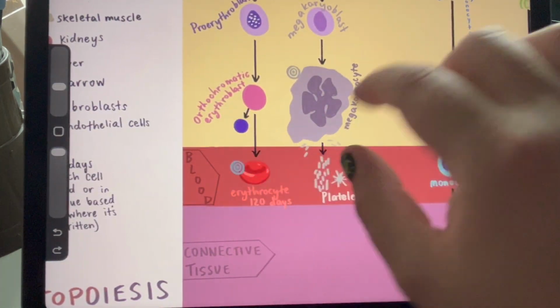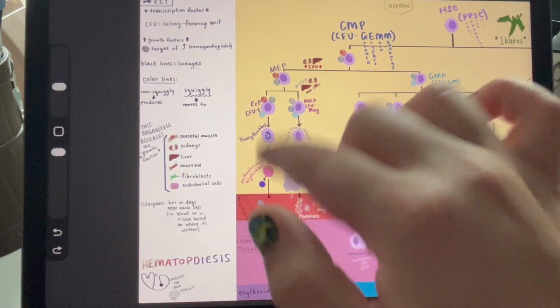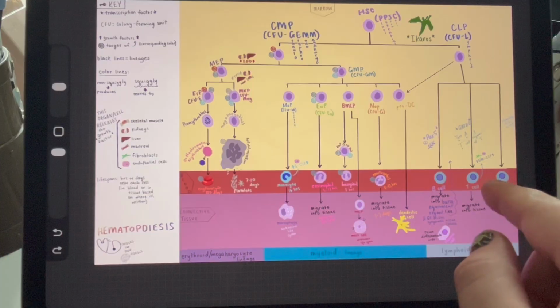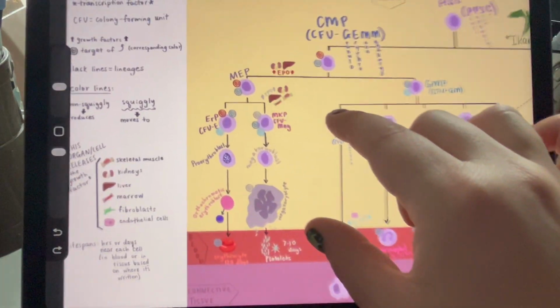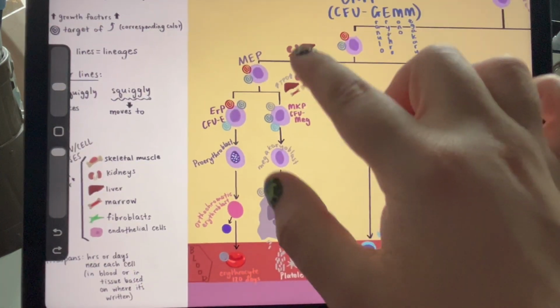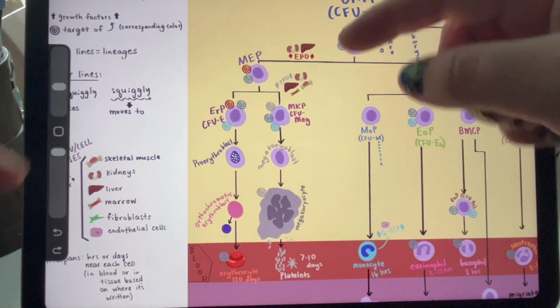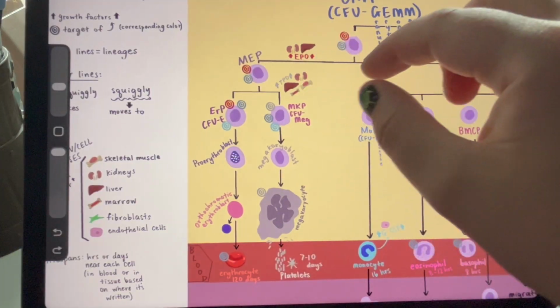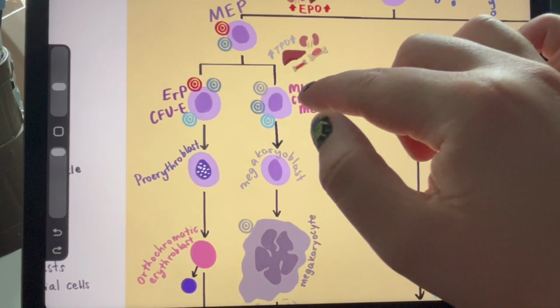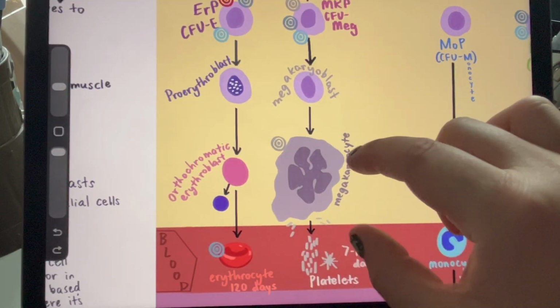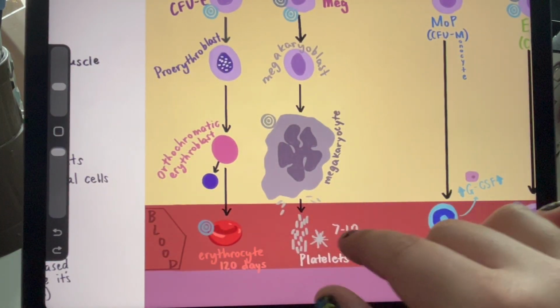They last 120 days. This is stimulated by EPO and also a little bit by T cells, but mainly EPO. And then the megakaryocyte pathway into platelets is stimulated by thrombopoietin, and the megakaryocyte progenitor cell forms first. We've got the blast, and we've got the megakaryocyte and the platelets that have blebbed off.